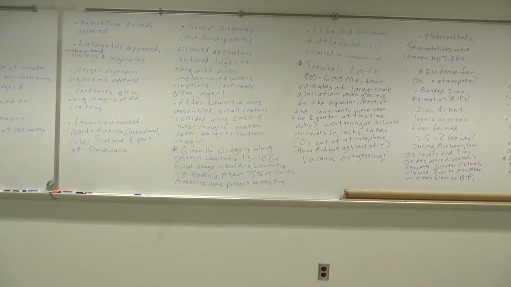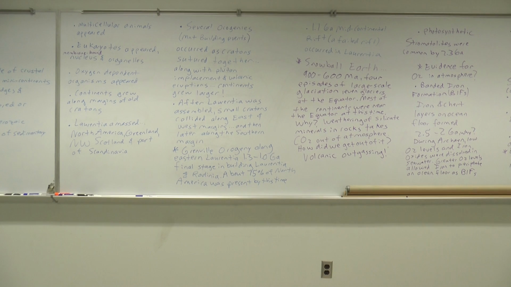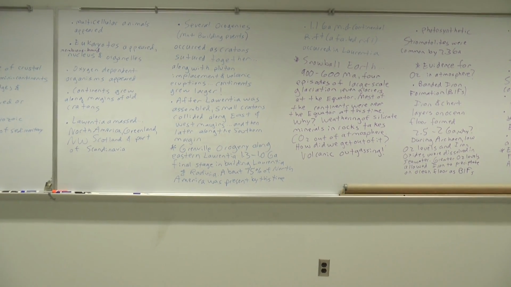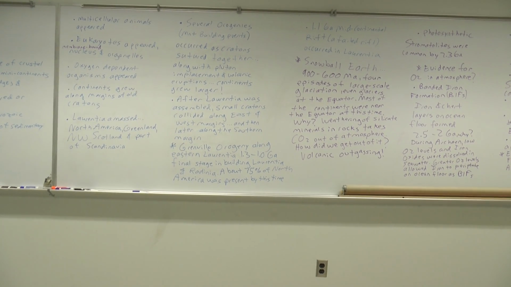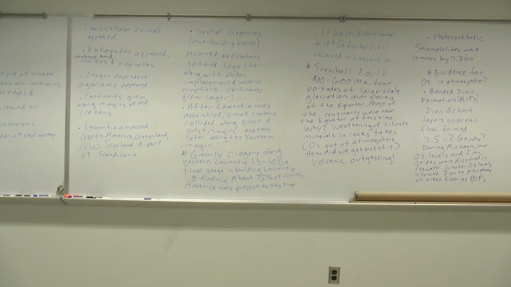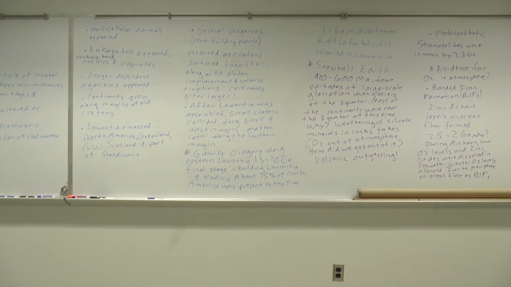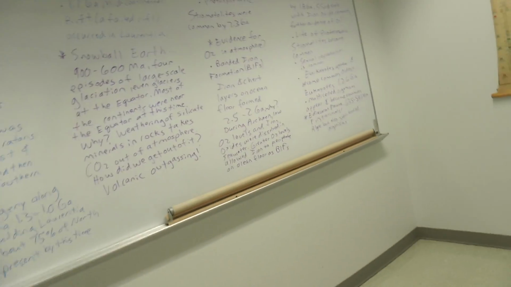So at this time, by 1 billion years ago, about 75% of North America was present. So the more recent 25% would get added on later through accretion and subduction on the eastern and western and southern margins. All right, moving on.